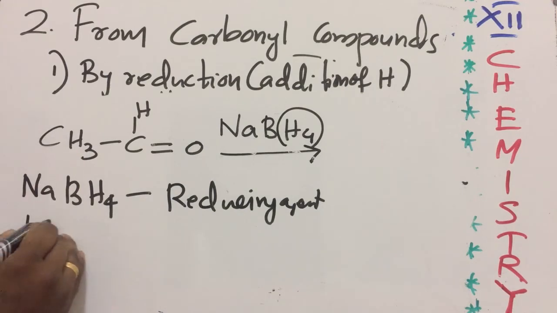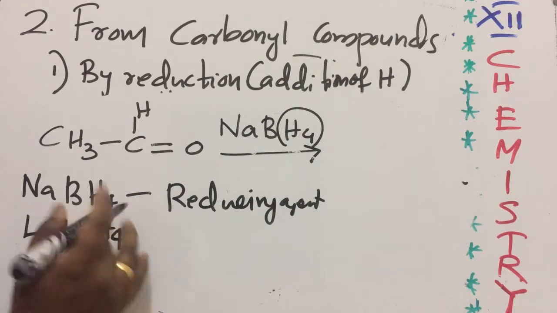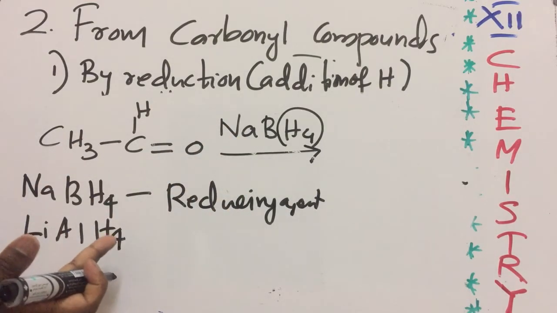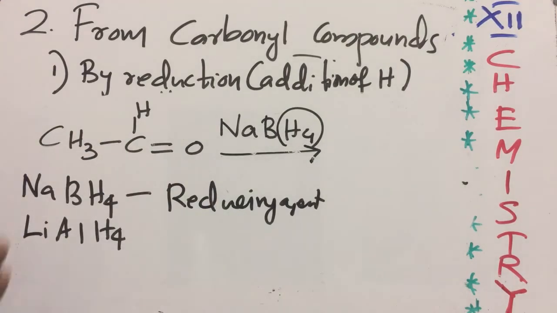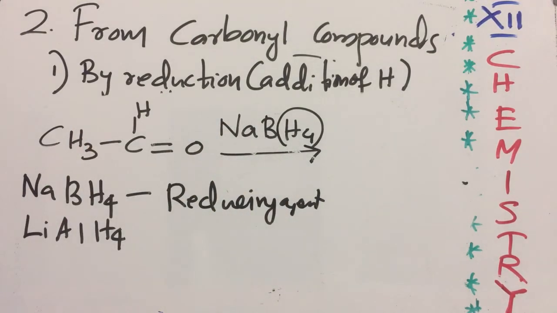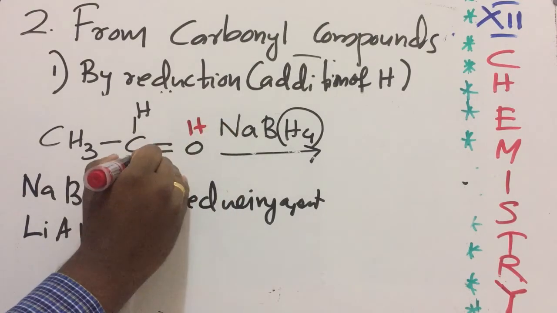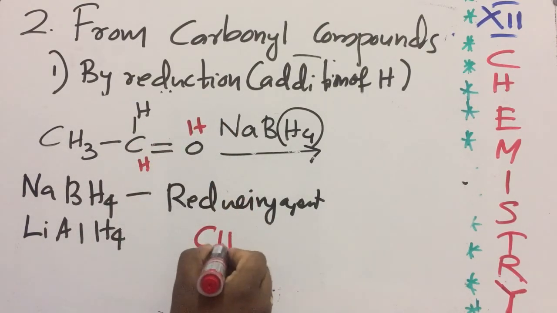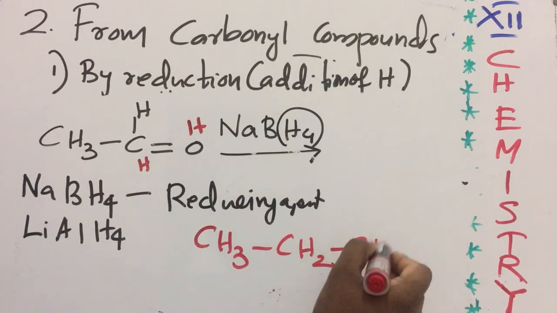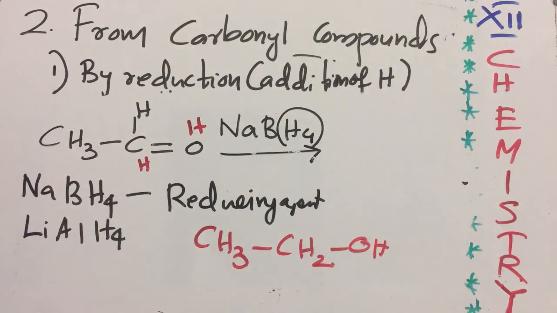Another example is lithium aluminum hydride. So instead of NaBH4 we can use lithium aluminum hydride also. Both help reduction by providing hydrogen. So this compound will provide hydrogen H2, and one hydrogen will add here, another hydrogen here. So what is the product? CH3CH2OH, ethanol. Ethanal to ethanol by using a reducing agent. So we can use a reducing agent or metal catalyst for the reduction.